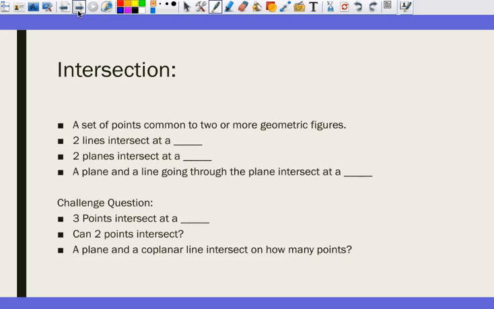On page 29 of your ISN, I want you to write these 4 bullets down. We're going to write intersection, that's our vocab word, and this is everything about intersections. We have some challenge questions going on. You do not need to write down the challenge questions, but I want you thinking about these as we go through this. I made a mistake here. This is not supposed to be points. This is supposed to be planes. 3 planes intersect at a blank.